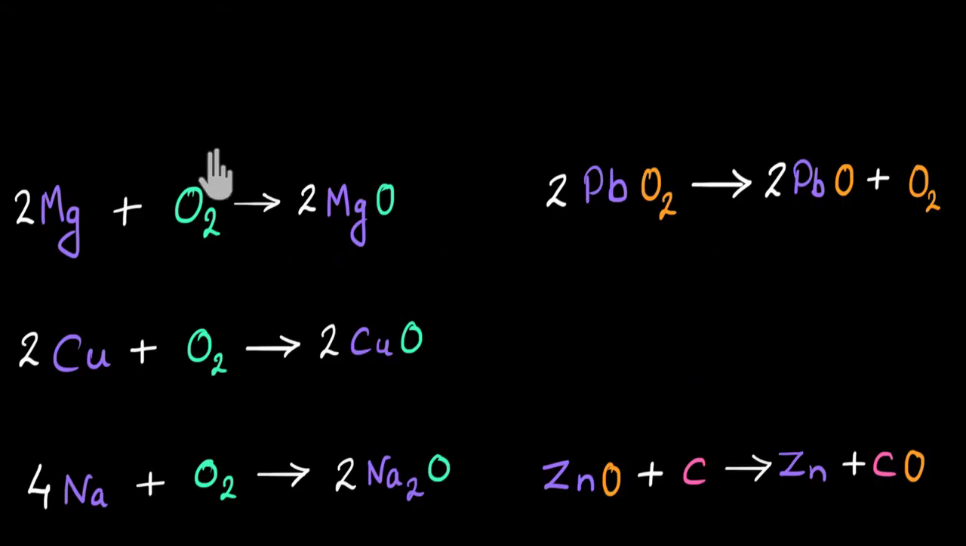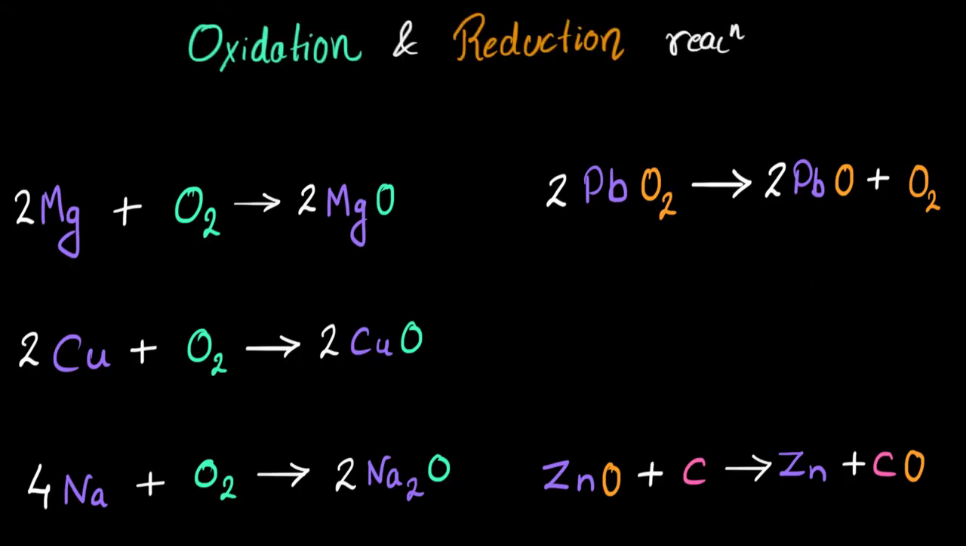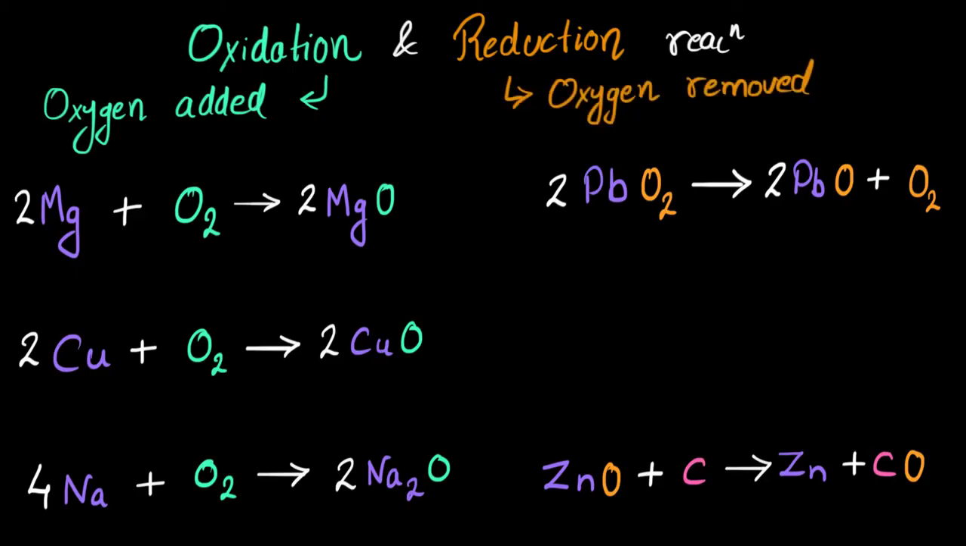So we saw that there are some certain chemical reactions in which oxygen gets added. And then there are certain chemical reactions in which oxygen is removed. And we gave them special names. We call them oxidation and reduction reactions. Oxidation meaning oxygen is getting added. And reduction is the opposite of that. It just means that oxygen is removed.